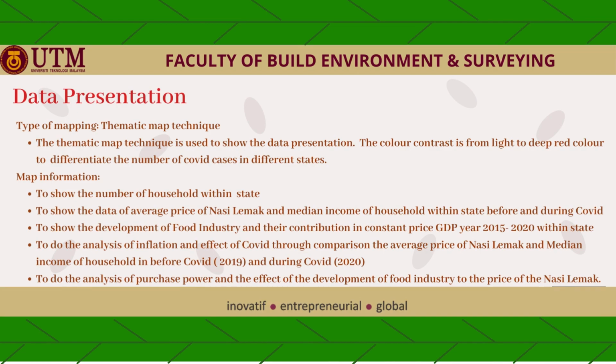For the data presentation, we're using the thematic map, and the color contrast is from light to deep red color to differentiate the number of COVID cases in different states. And for the map information, we're going to show the number of households within states, and show the data of average price of Nasi Lemak and median household income within state before and during COVID, and we're going to show the development of food industry and their contribution in constant price GDP from year 2015 to 2020 within state.